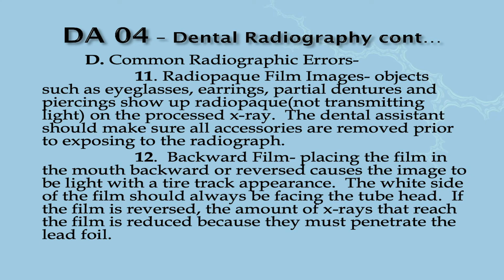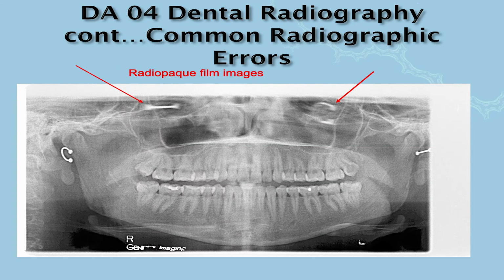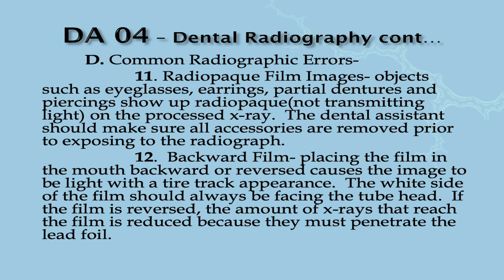Radio-opaque objects such as eyeglasses, earrings, partial dentures, or piercings can actually show up very white, not transmitting light, and you will be able to see that on the x-ray image. The dental assistant should always make sure that all accessories, such as the ones I just discussed, are removed prior to taking the x-ray. And sometimes you will have a backwards film. Placing the film in the mouth backwards can actually reverse the image, and it appears almost like a tire track on the image.